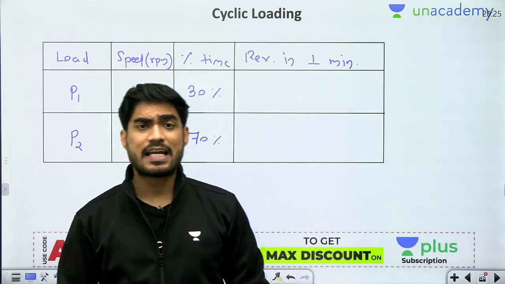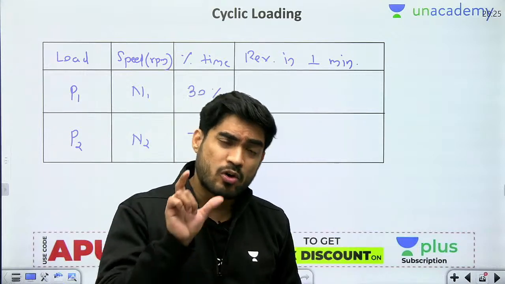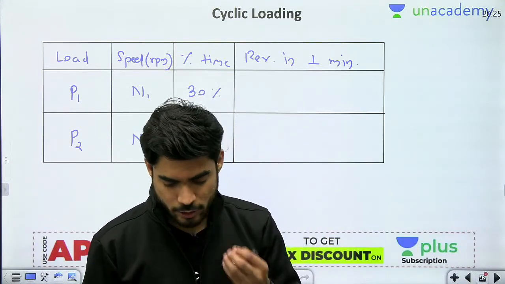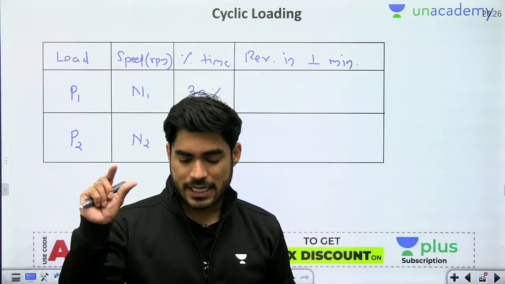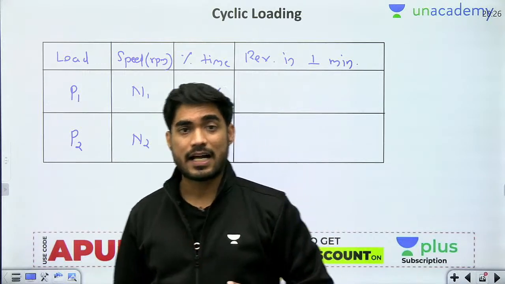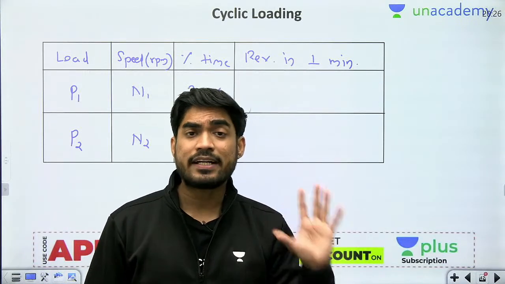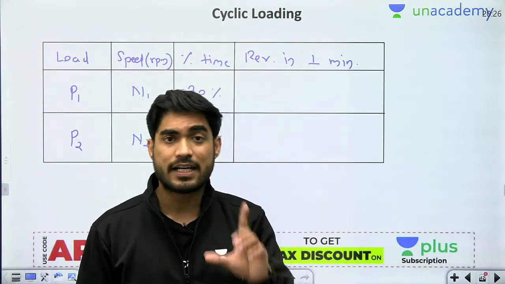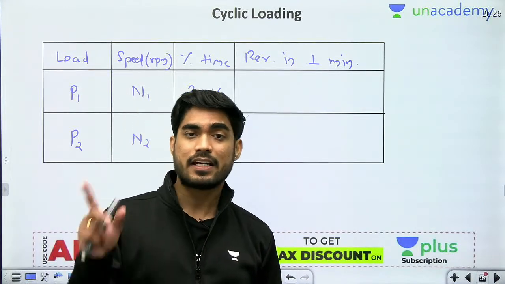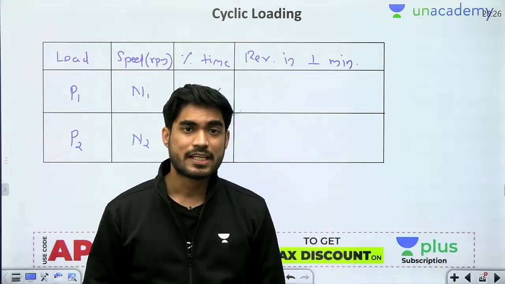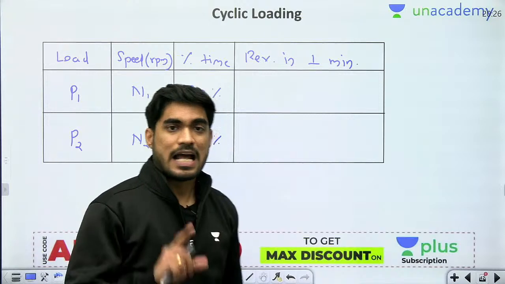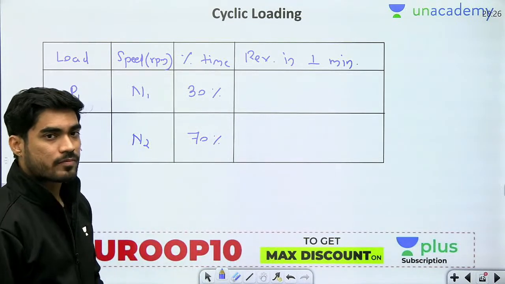But if it is running at 100 rpm for only 20% time, then how many revolutions is it going to make? If it is running at 100 rpm for only 20% time, then in 1 minute it will only make 20 revolutions, right? If it is running at 100 rpm for 50% time, then it will make 50 revolutions in 1 minute. So beta, how do you reach this value?